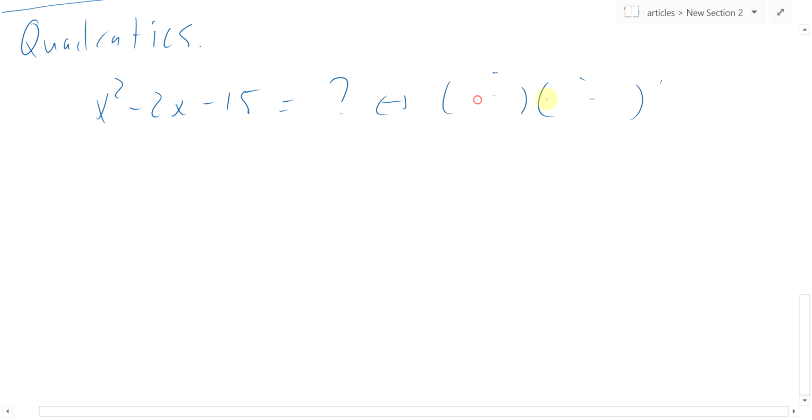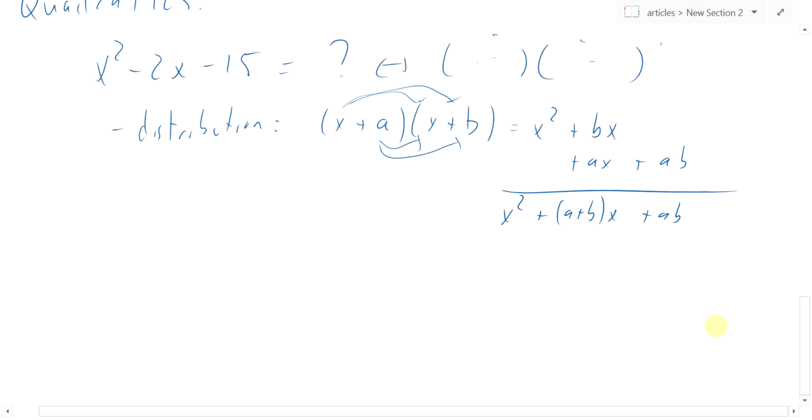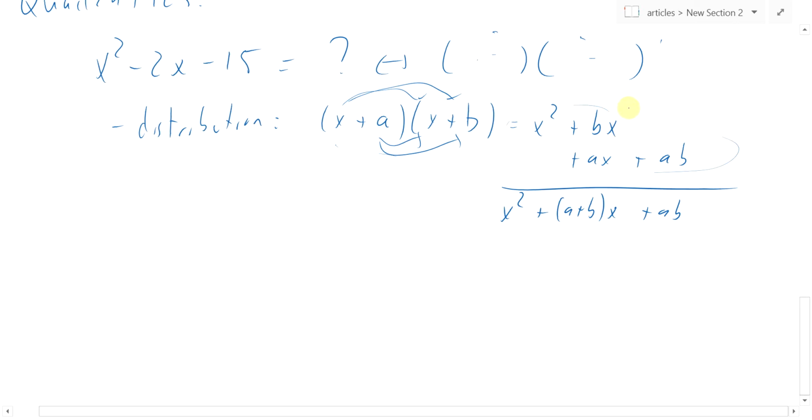So to be able to figure out what goes here and here, we need to think about distribution a little bit. So distribution, if I take x plus something, we'll just call it a, times x plus something else, we'll call it b, and we distribute, what do we get? We got 4 terms, right? That's what we saw when we did distribution. x times b gives me an x squared plus bx. a times x plus a times b gives me an ax plus ab. So we get x squared plus (a plus b)x plus ab. And note what happened here is that when we do distribution, you get 4 terms, but 2 of them combine to give me the middle term.